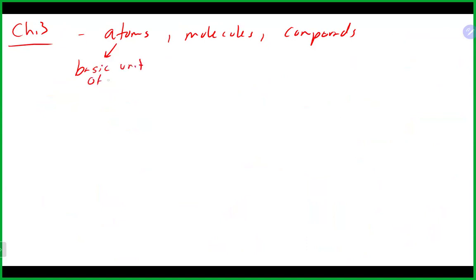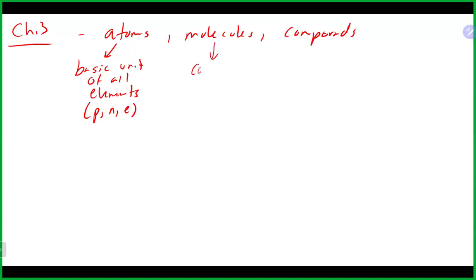We talked about atoms, molecules, and compounds. And a reminder that atoms are the basic unit of all elements. They contain, as we talked about, protons, neutrons, and electrons.